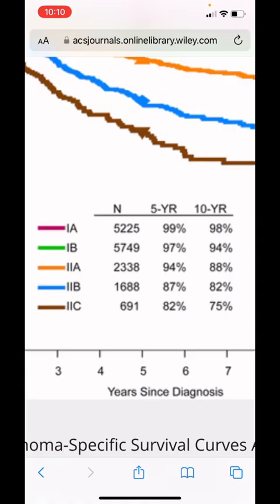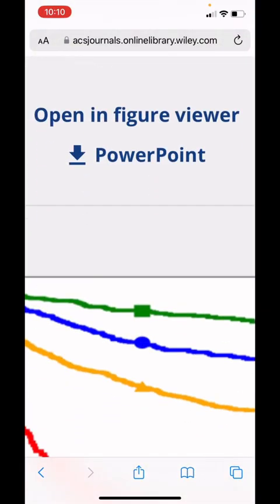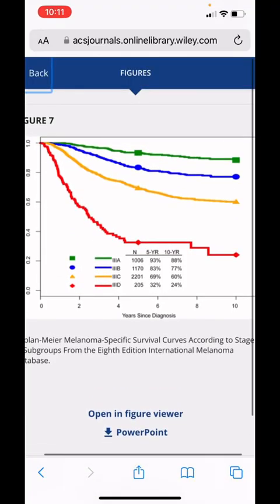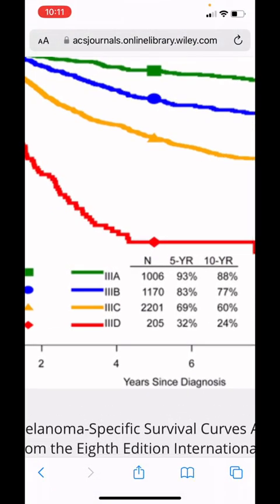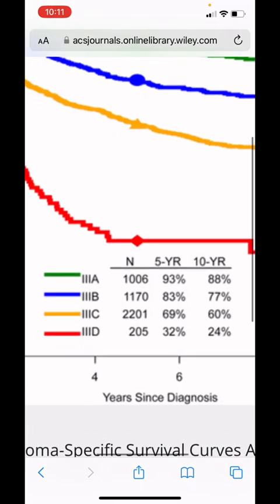Let's say the melanoma made it to the lymph node. So we've got N disease. N stands for lymph node. Whenever you have lymph node involvement, we're talking about stage 3 melanoma. Stage 3 melanoma is the melanoma that goes to the lymph node, right? So we've got stage 3A, 3B, 3C, and 3D. And these are the figures here. The figures represent the 5-year and 10-year overall survival. Stage 3A being the best, stage 3D being the worst.